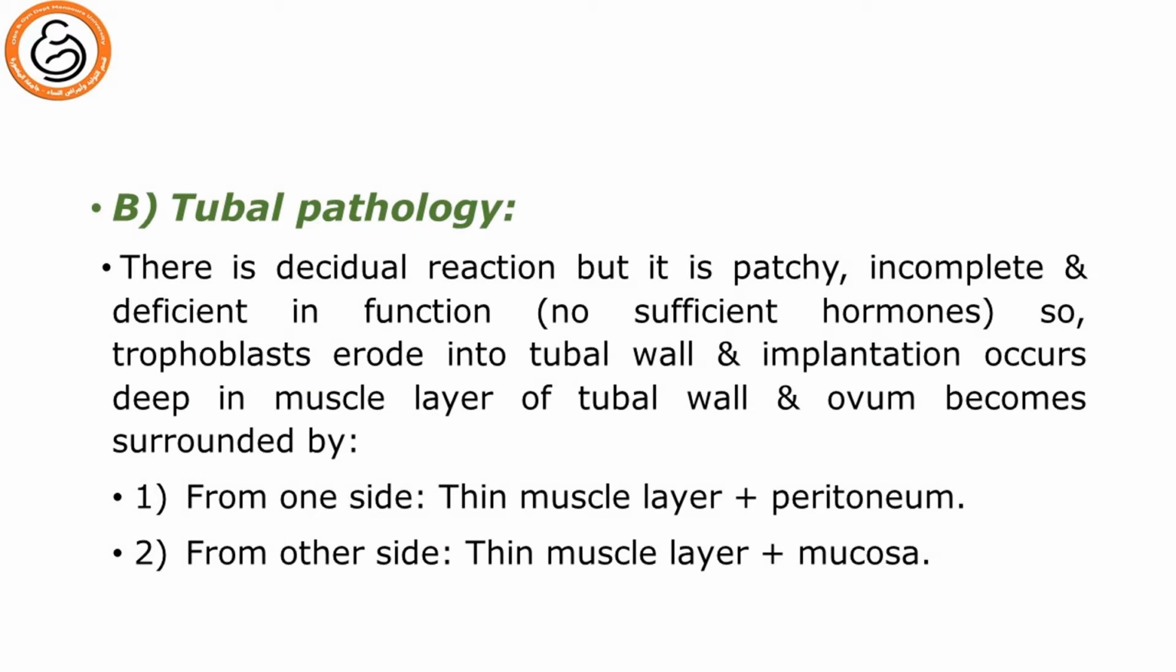For the tube, there is decidual reaction, but the reaction is patchy, incomplete, and deficient in function. There are no sufficient hormones, so trophoblasts erode into the tubal wall, and the implantation occurs deep in the muscle layer of the tube wall. The ovum becomes surrounded, from one side, by a thin layer of muscle and the peritoneum coverage to the exterior, and from the other side, by a thin muscle layer and the mucosa of the tube.